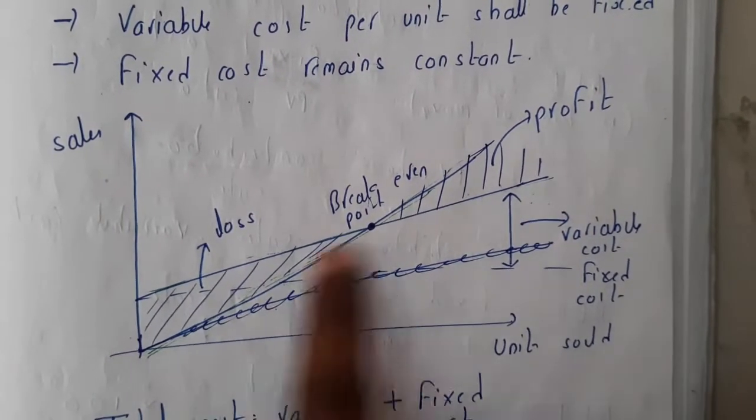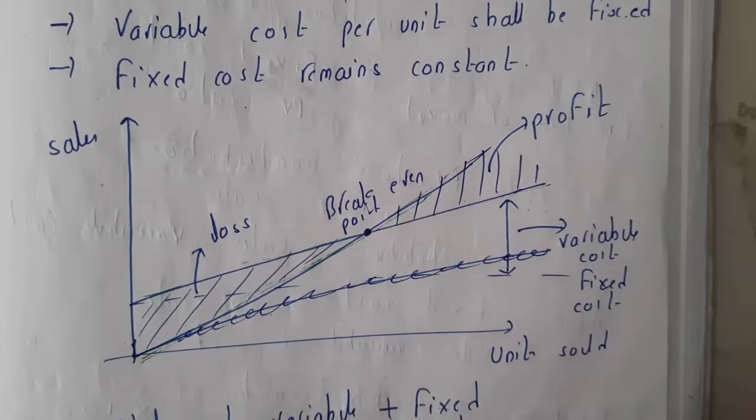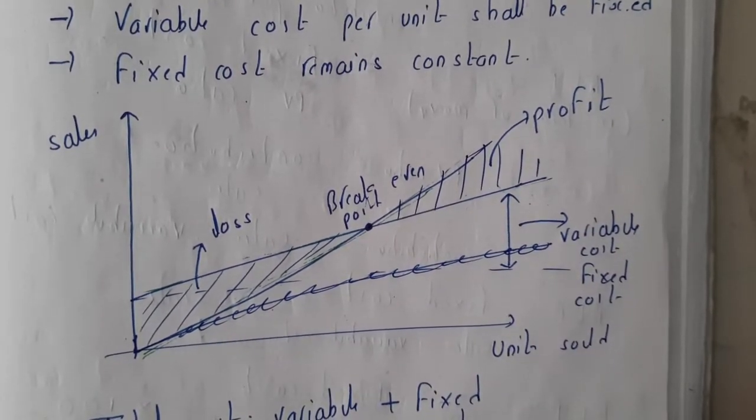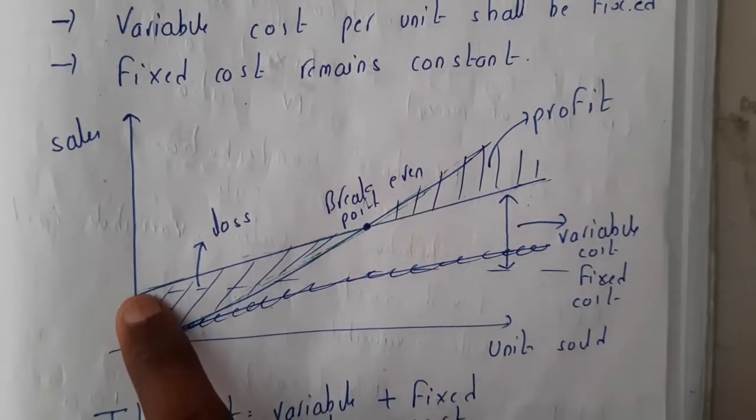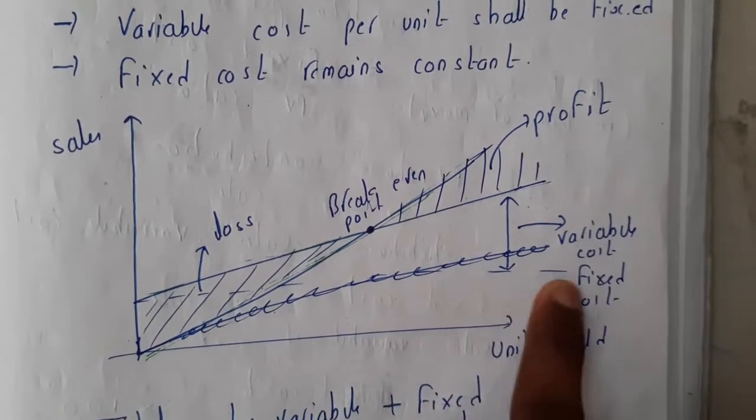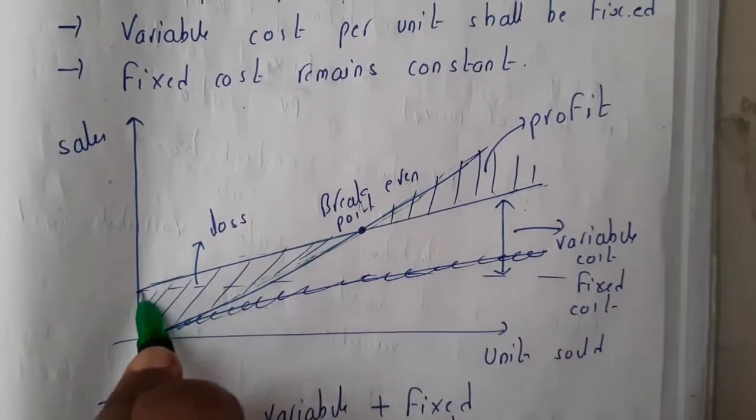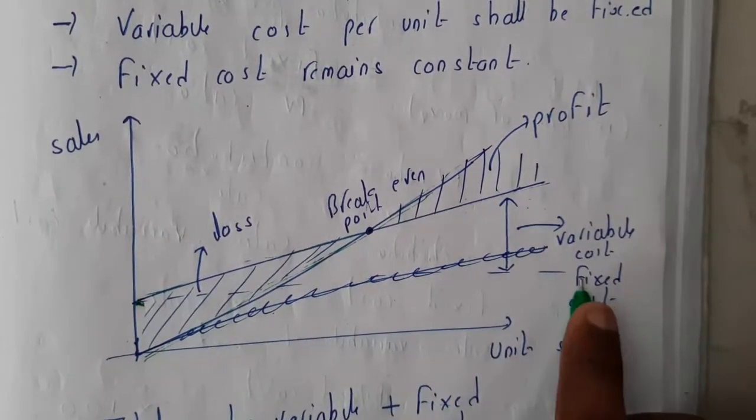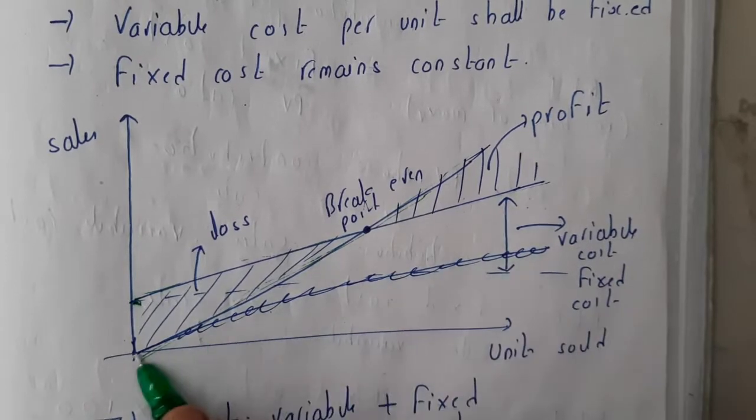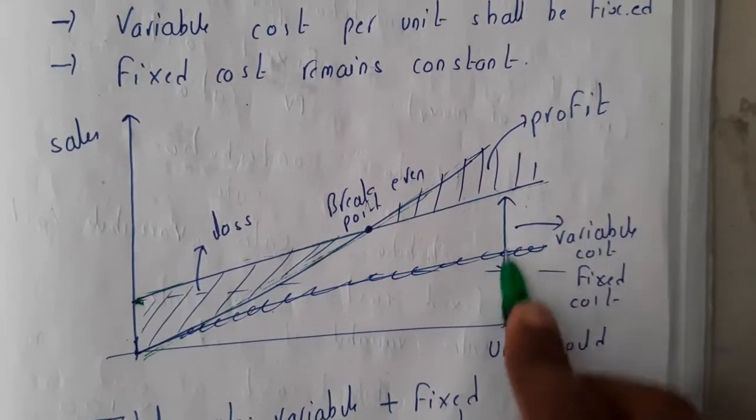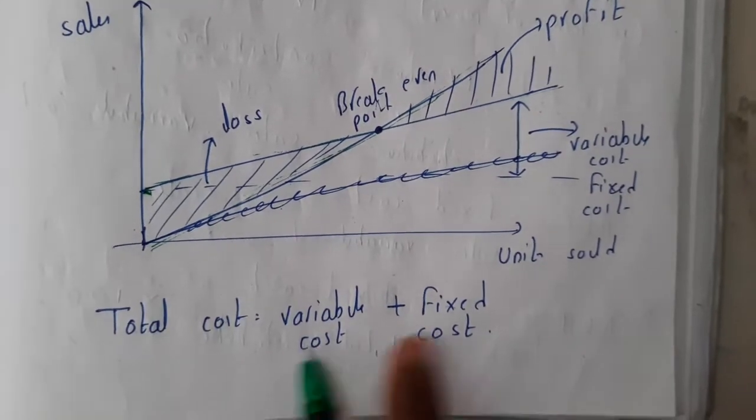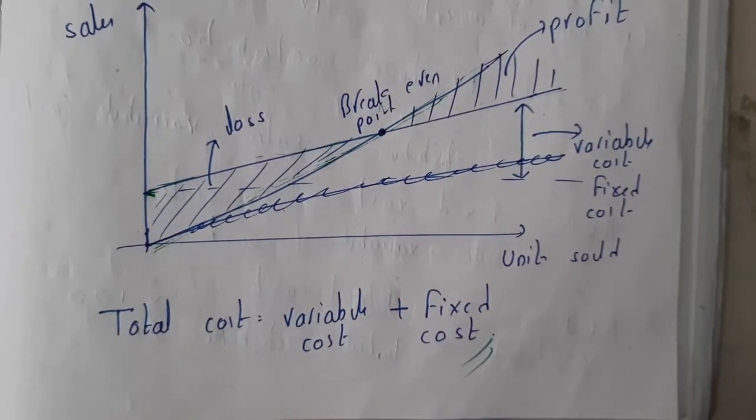Below the break-even point you will be in loss, and above the break-even point you will be in profit. This point we call the fixed cost, because here we are starting the cost and it is incrementing in an equivalent way. That is the reason we call it fixed cost, and the distance here, this angular difference, will be your variable cost. So the total cost of the product is variable cost plus fixed cost. Please remember this formula.